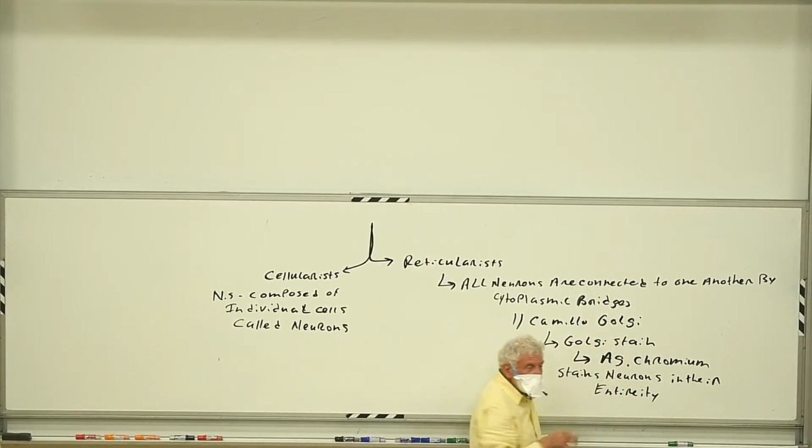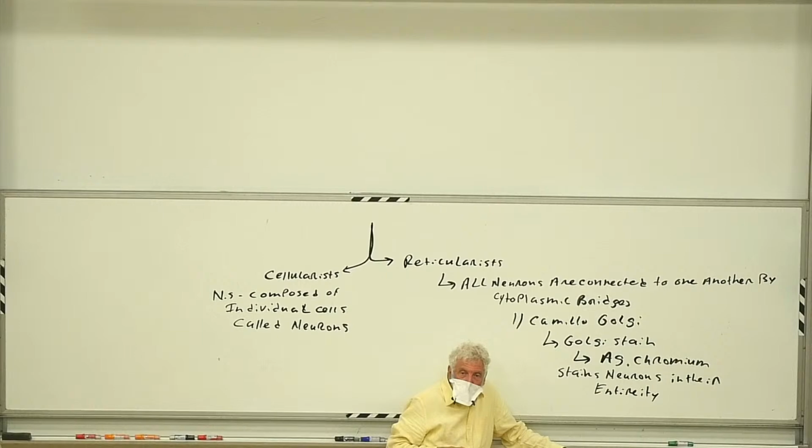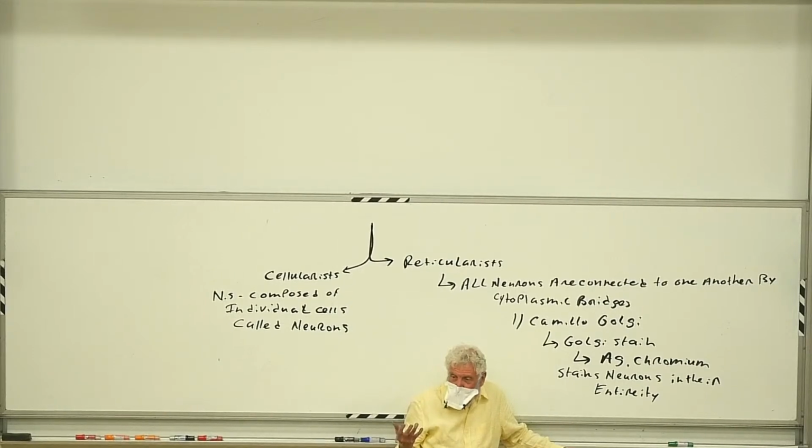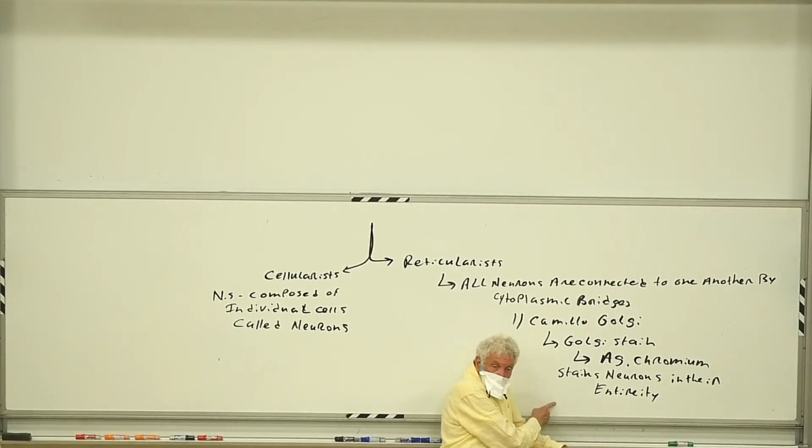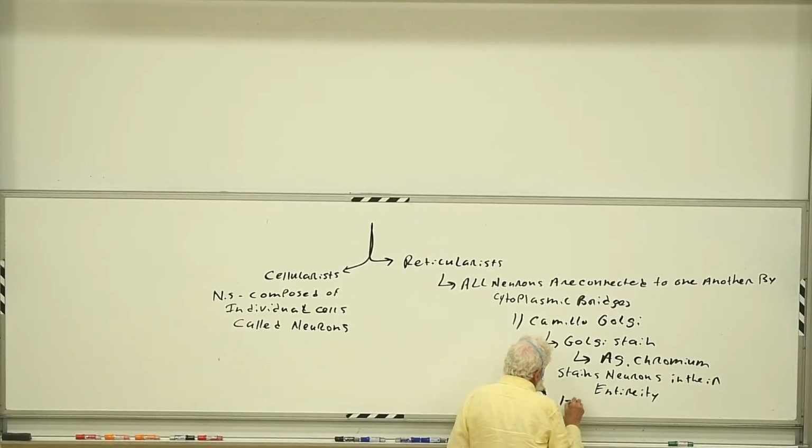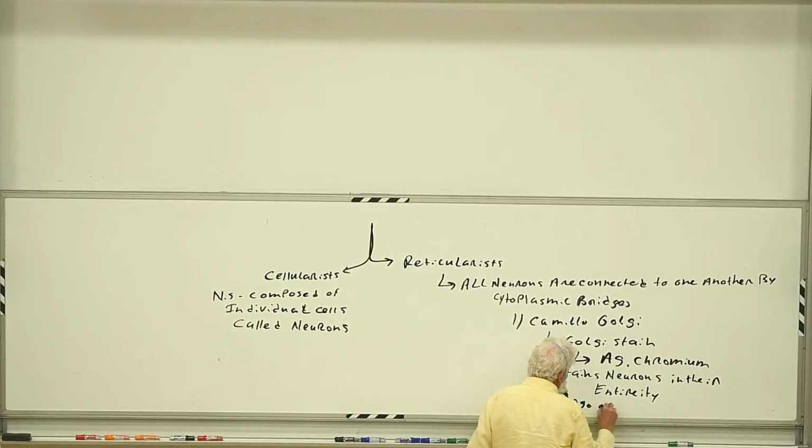Meaning it stains the whole cell. Now, you'd think this would be a problem, because if we were worried about the aniline dyes staining all these cells, this should be even worse. But it turns out, by dumb luck, it only labels about 1 to 2% of neurons.